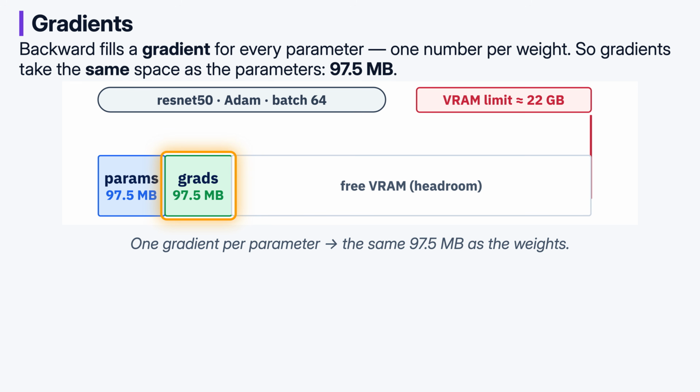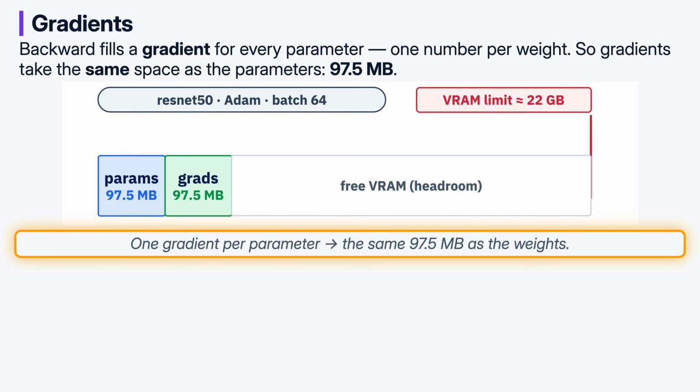Backward fills a gradient for every parameter, 1 number per weight. So gradients take the same space as the parameters. That is 97.5 megabytes again. The 2 segments are the same height on purpose, 1 gradient per parameter.